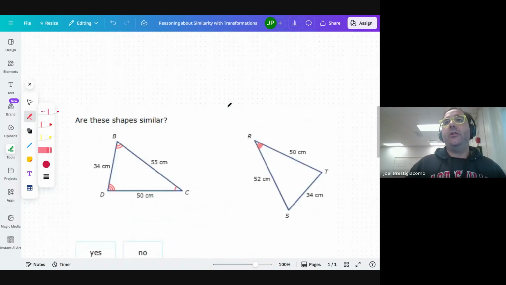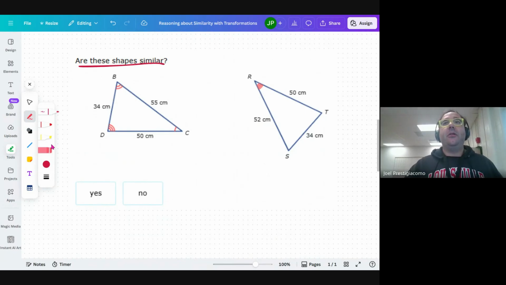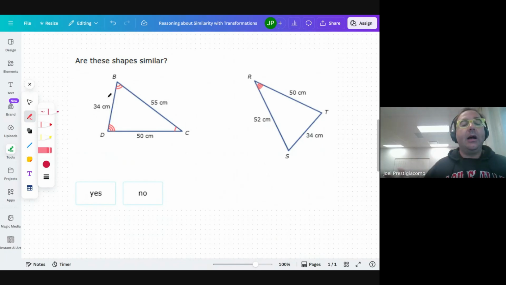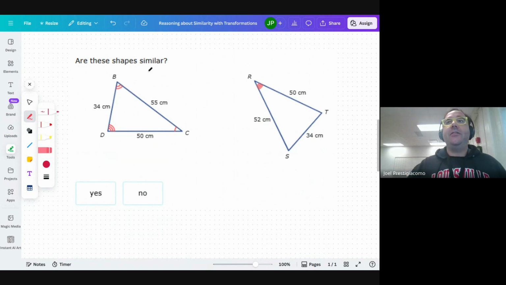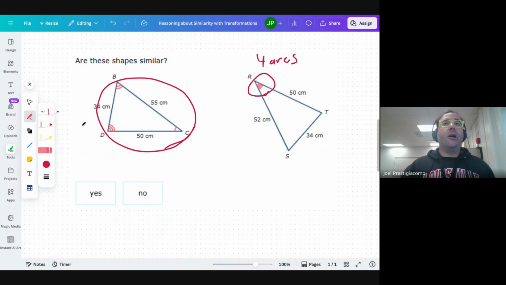It's special about triangles. So if we look here at our figure, it says, are these shapes similar? So we need the same angles and we need the same ratio of sides. Well, if you look here immediately, I have an angle, and this is maybe kind of hard to see, but there are 4 arcs. There's no figure over here that has four arcs.